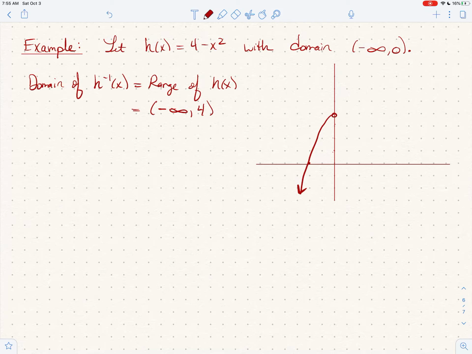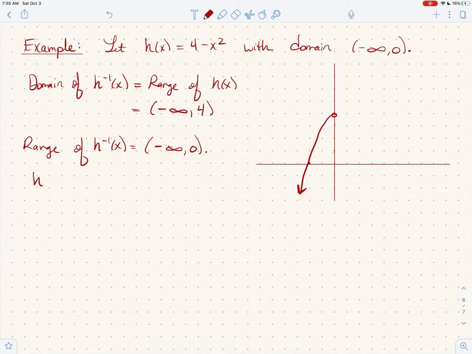I don't actually include 4. We know that the range of the inverse function is equal to the domain of the regular function, h, which we decided was minus infinity to 0. So you can write those things down easy enough.